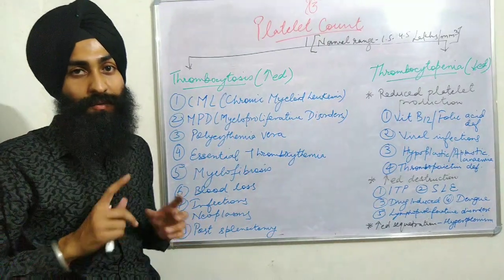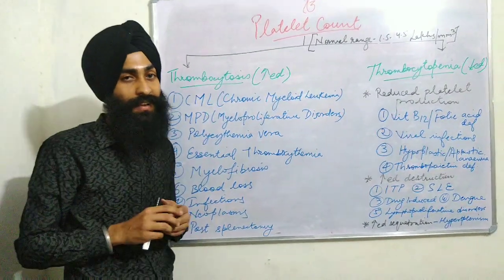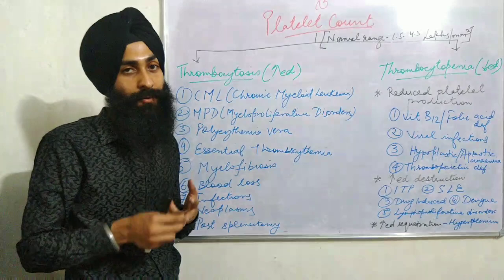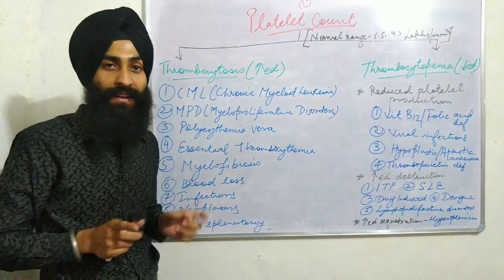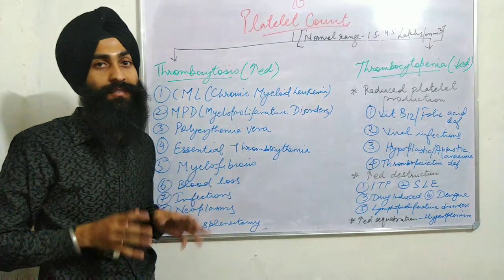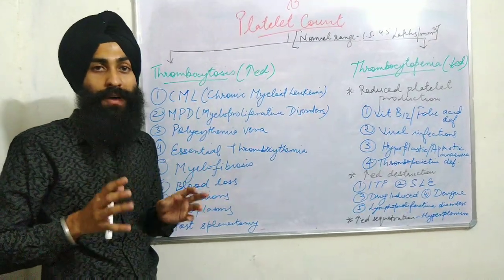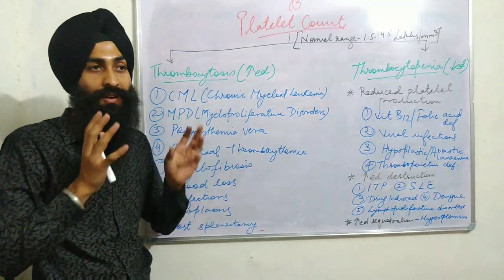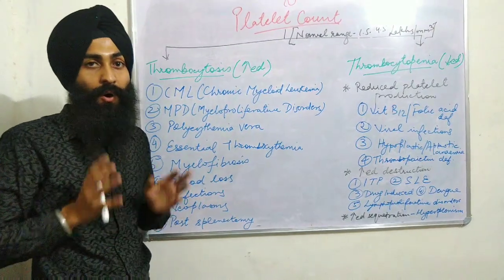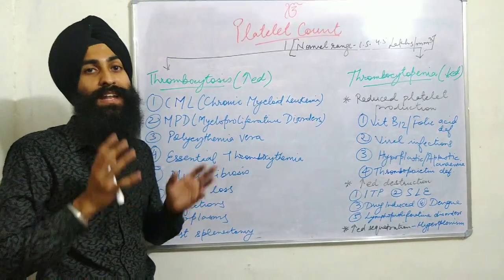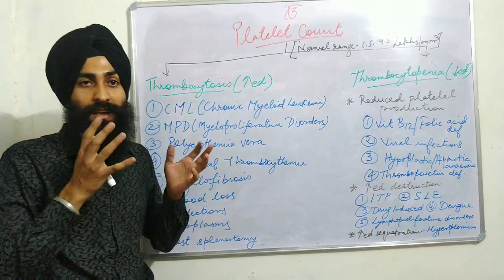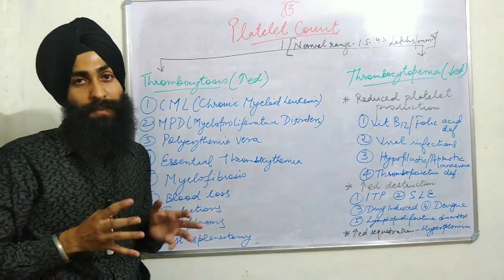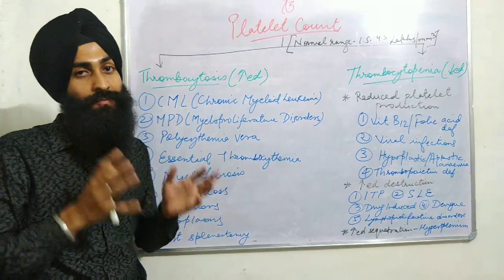Let me tell you one more thing. If all the three cells are decreased, meaning RBC, WBC, platelets all are decreased, that condition is called pancytopenia. It mostly occurs in bone marrow suppression. Either it is due to any bone marrow disease or bone marrow suppression due to any steroids or any allopathic drugs, which directly act on the bone marrow and suppress the production of blood cells.